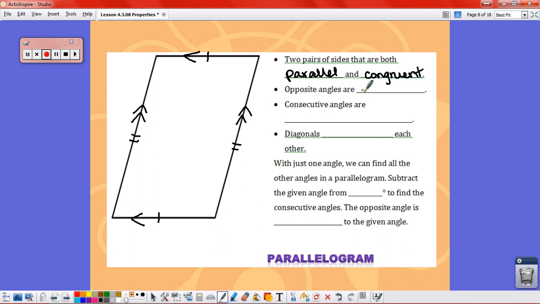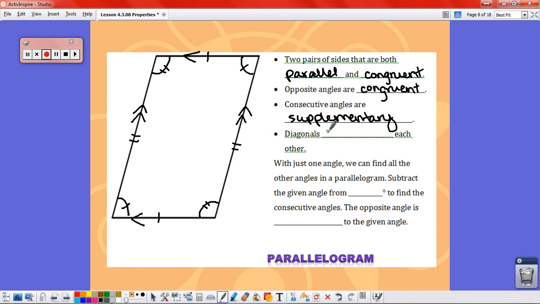Opposite angles are congruent. So that means that this angle and this angle are congruent, and this angle and this angle are congruent. Consecutive angles are supplementary. That means that these two angles make 180 degrees, these two make 180 degrees, these two make 180 degrees, and these two make 180 degrees.